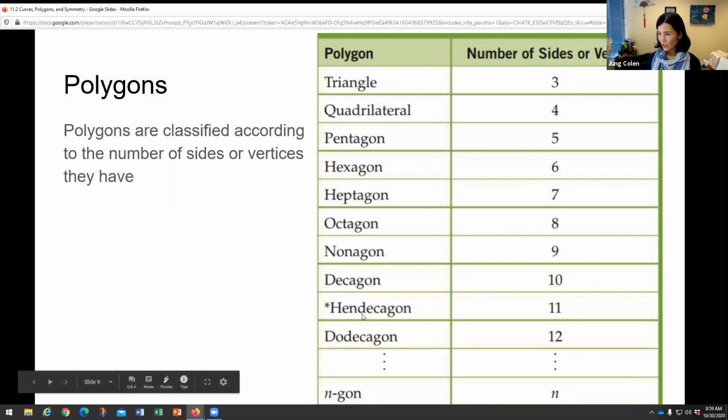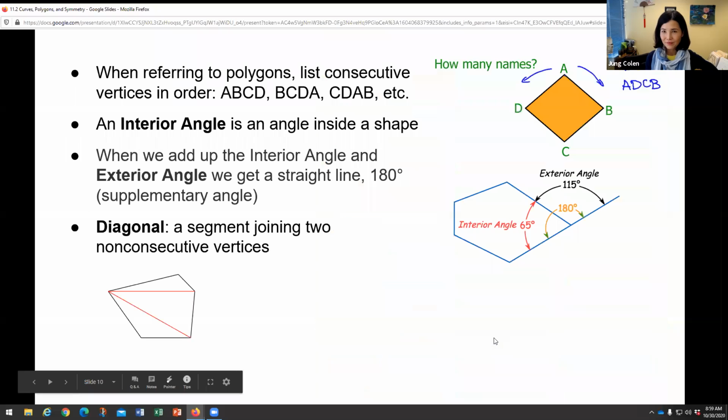We don't usually use 11 sides much because it's hard to construct, but up to 12 we do use a lot of times. More than 12, it's hard to name all of that and hard to remember them, right? So we just say n-gon, like for 13 we say 13-gon, 14 sides we say 14-gon, and so on.